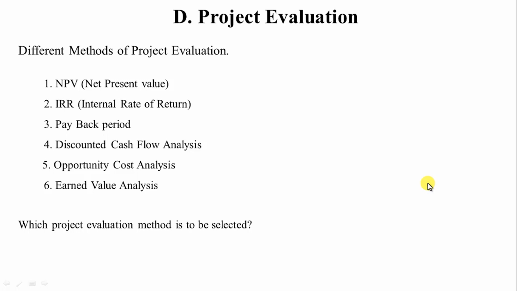So you can understand that every project evaluation method has a different intention, a different purpose to be served, and you need to identify the intention of taking up the project, and then you can judge whether the method you're selecting is the correct method or not. Okay. With this in mind, we'll go to the next session and start studying each and every method in detail.